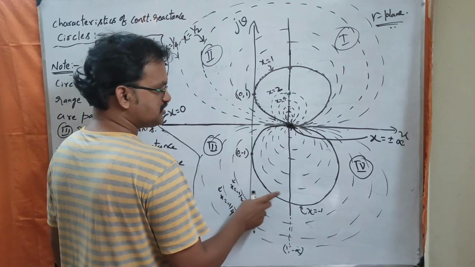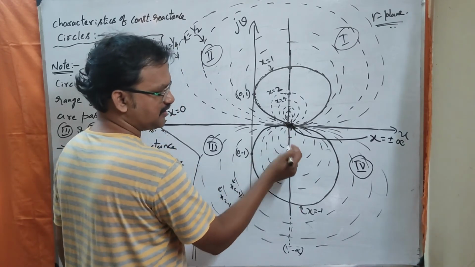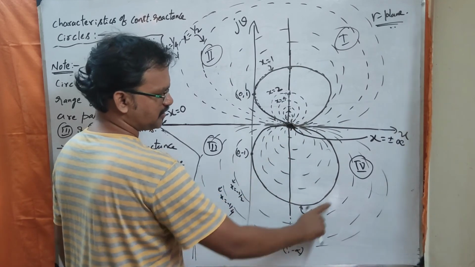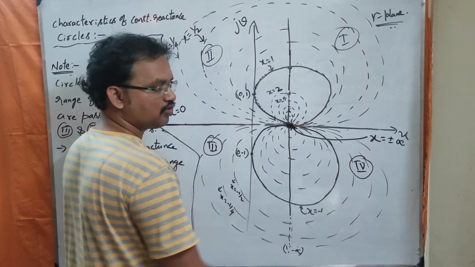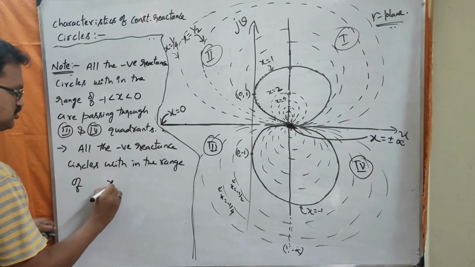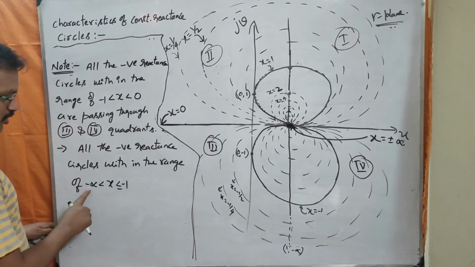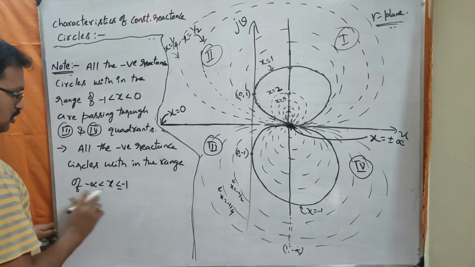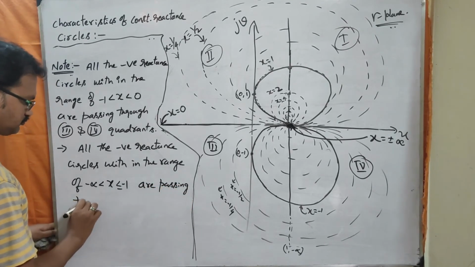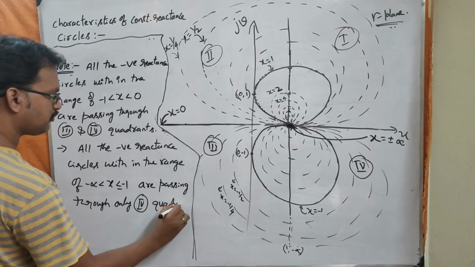This point is nothing but the 1 comma 0 point. If you consider the x values within the range of minus infinity to minus 1, minus infinity means this point. So from minus infinity to minus 1, all the negative reactance circles are lying in only the 4th quadrant. Understood? Okay, so all the negative reactance circles within the range of minus infinity to minus 1, I am not including minus infinity here, I am including minus 1, are passing through only the 4th quadrant.